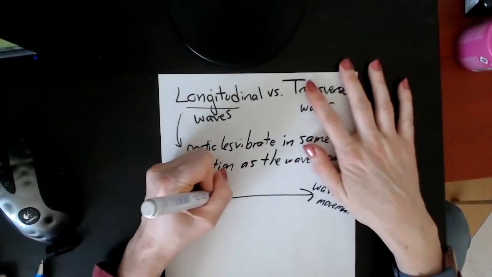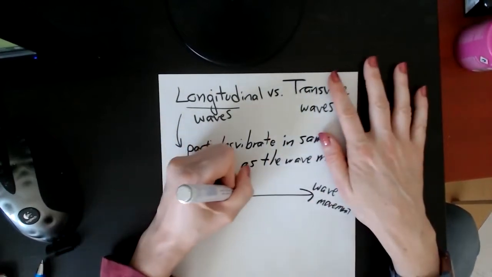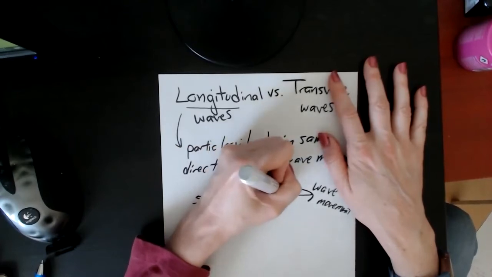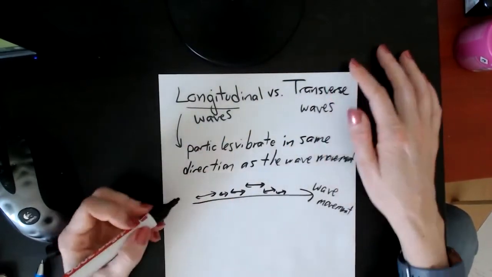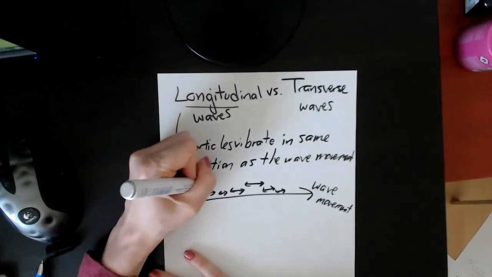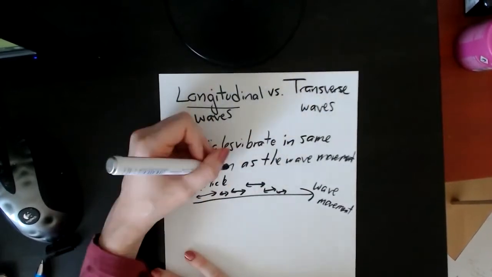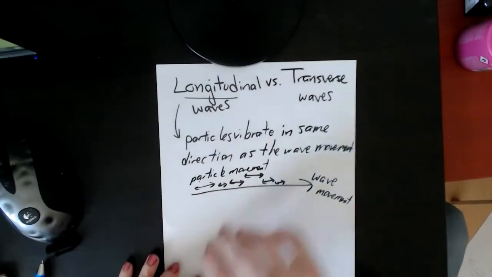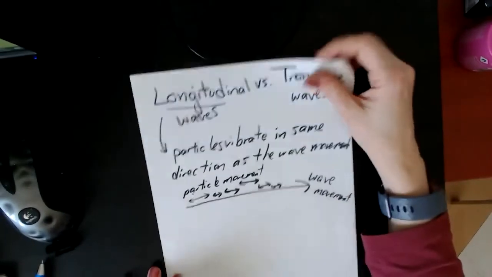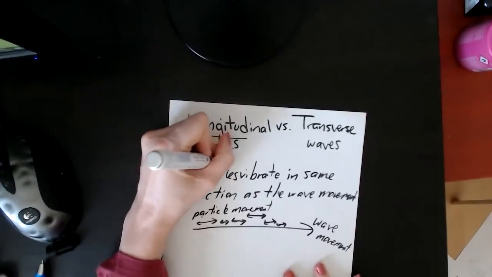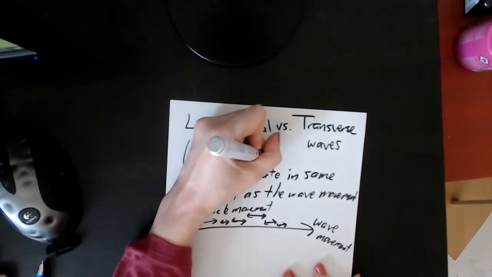So maybe they're really close together here, and then they get further apart, even further apart, and then they start to get compressed again. So this is the particle movement, and this is the wave movement. They're in the same direction, or parallel, you could say. Now, the big example of longitudinal waves is sound waves. Those are the most common ones that we talk about.